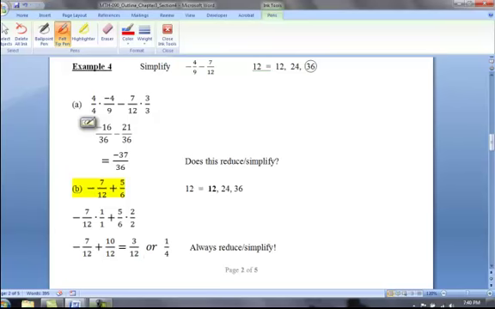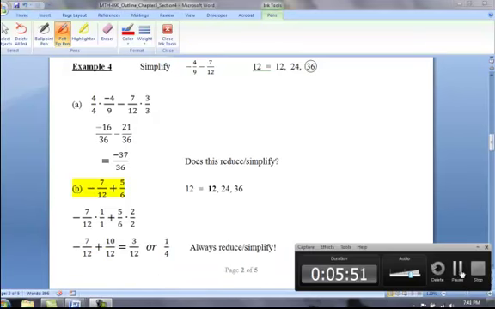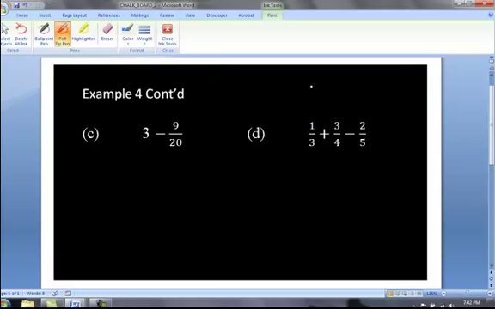Okay, let's look at another example here on our blackboard. On example 4C, we have 3 minus 9/20. This is the case where we have a whole number minus a fraction. Well, when you have one like this, the easiest thing to do is to make it look like a fraction by putting it over 1. And then you see that your denominators are 1 and 20. And of course, those are not common denominators, but you just have to find a number that both 1 and 20 will go into, which of course is 20. So our least common denominator on this one is going to be 20.